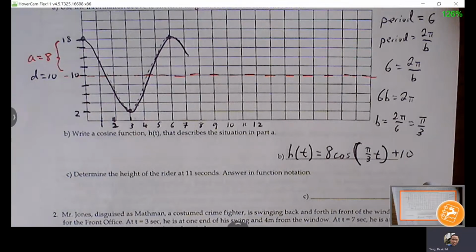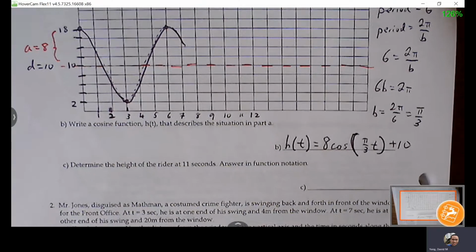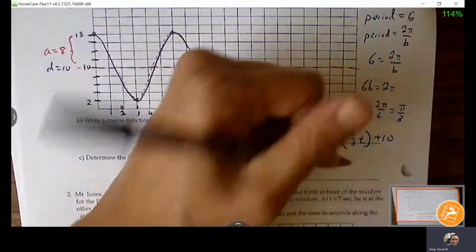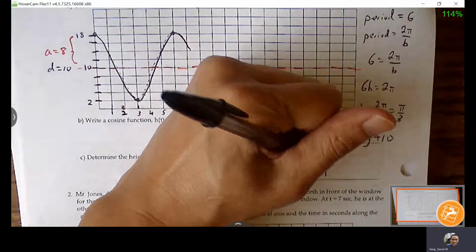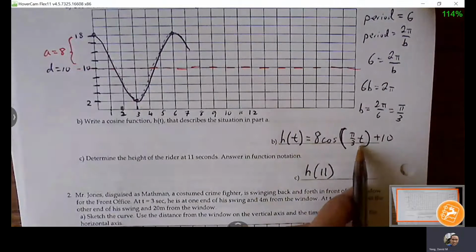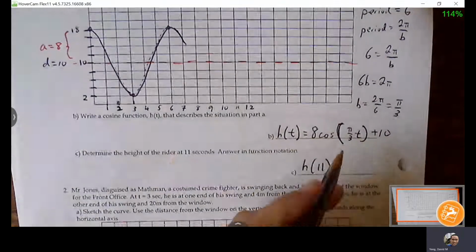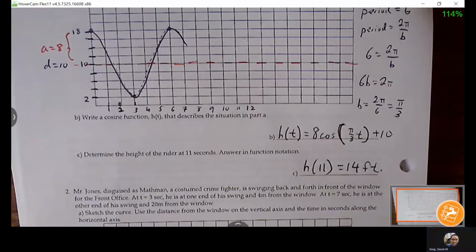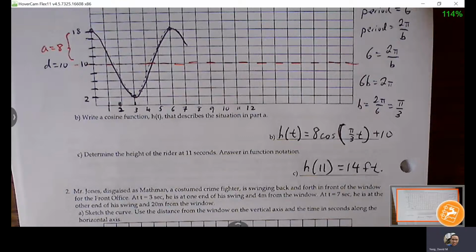Okay, any questions with part B? And in part C, you're just entering 11 into the variable. You can use t or theta or x. Any variable is fine. Make sure you're in radian mode. Practice entering into your calculator. Let me know if you have any questions.